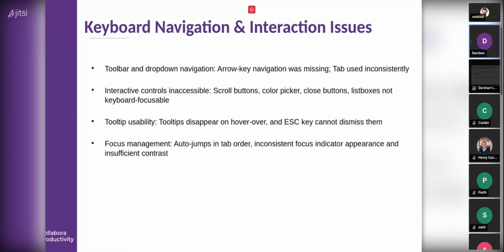By pressing the tab key, there is no particular direction for the focus to change, from left to right or from top to bottom. So crucially, many interactive controls were simply inaccessible by the keyboard. This also includes some important elements like scroll buttons when we resize the screen, or the color picker menu.